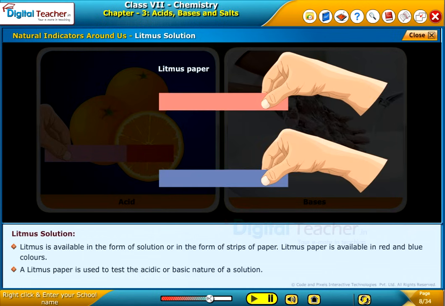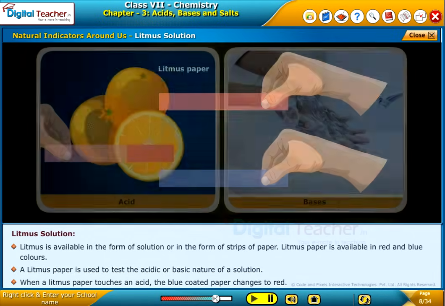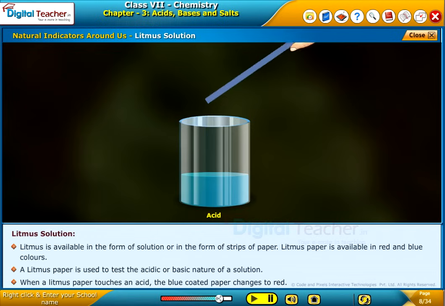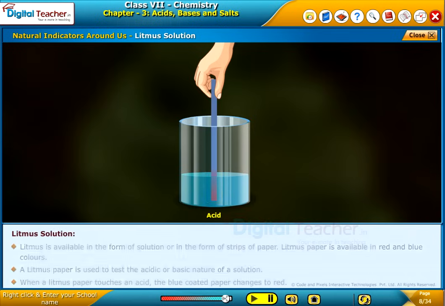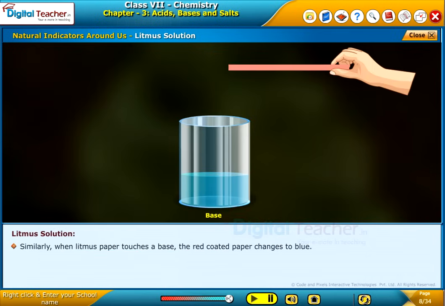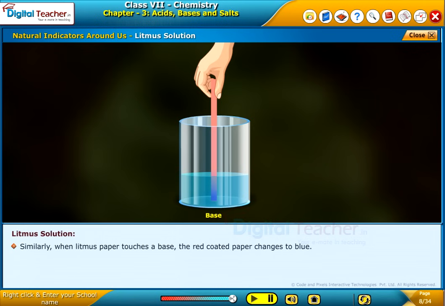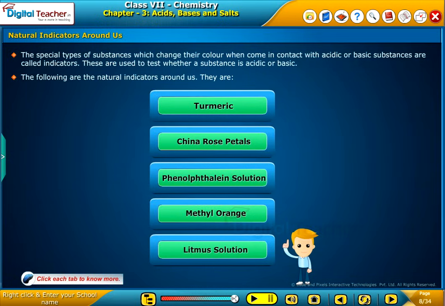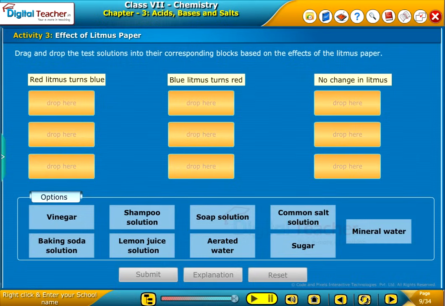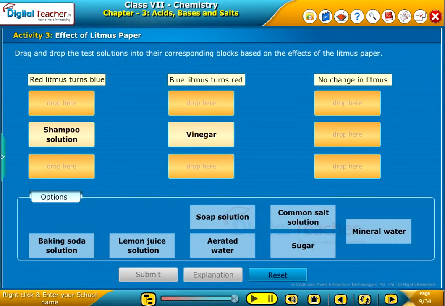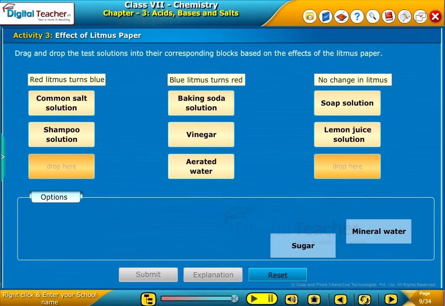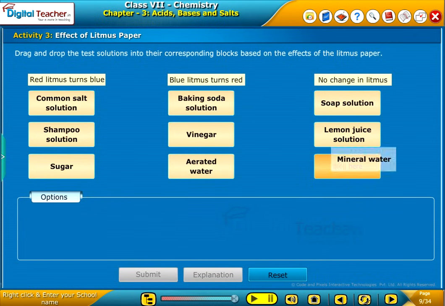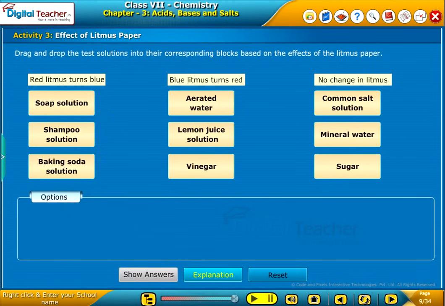A litmus paper is used to test the acidic or basic nature of a solution. When a litmus paper touches an acid, the blue paper changes to red. Similarly, when litmus paper touches a base, the red paper changes to blue. Here, let us do an activity to know the effect of blue and red litmus papers on different solutions. Drag and drop the test solutions into their corresponding blocks based on the effects of the litmus paper.